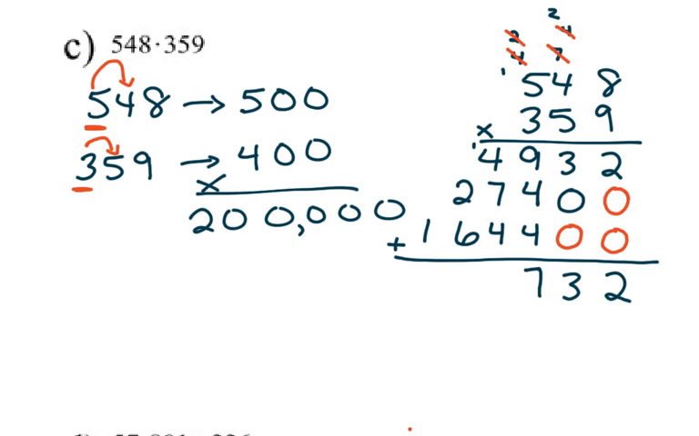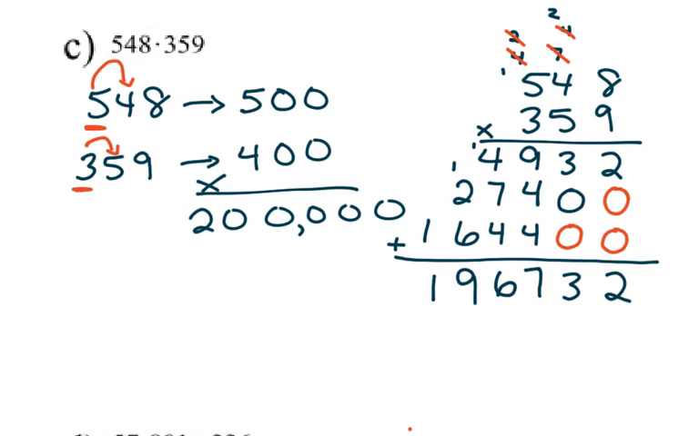Let's see, we have 1 plus 4, that's 5. 5 plus 7 is 12. 12 plus 4 gives me 16. So I put a 6 here and I regroup my 1. 1 plus 2 gives me 3. 3 plus 6 gives me 9. And lastly, nothing to regroup there, lastly, my 1 by itself.